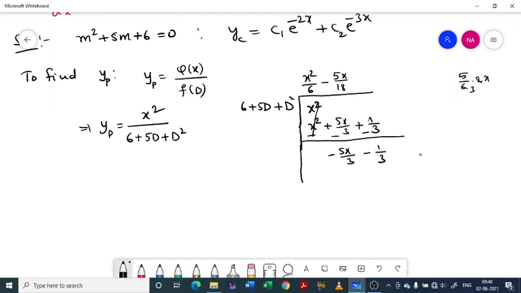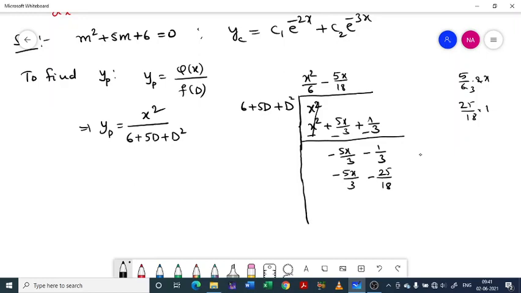So we will be getting minus 5x by 3, minus 5x by 18 into 5d. So 25 by 18 into the derivative of x, that is 1. So we are going to get 25 by 18 only with negative sign.